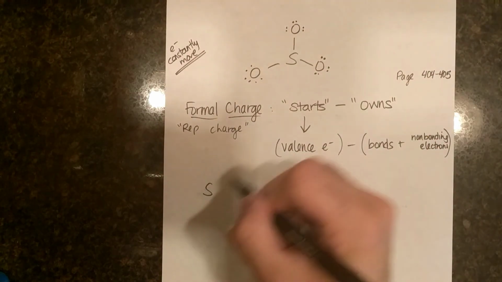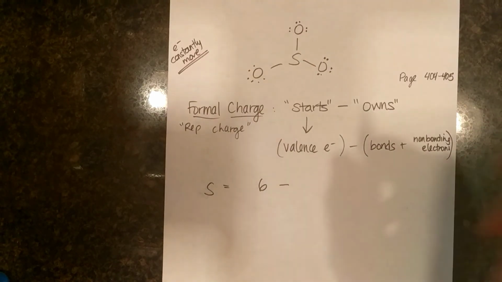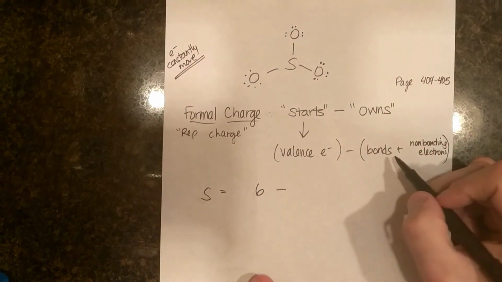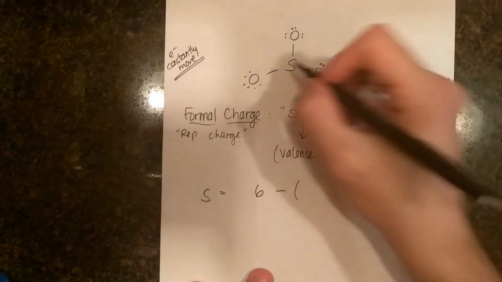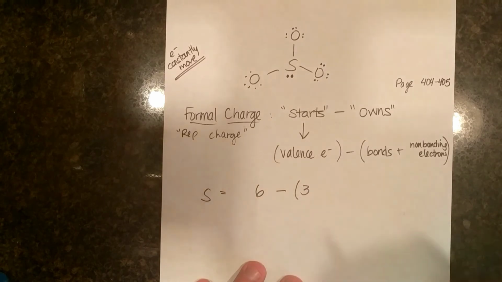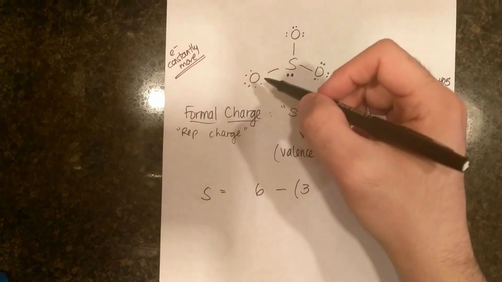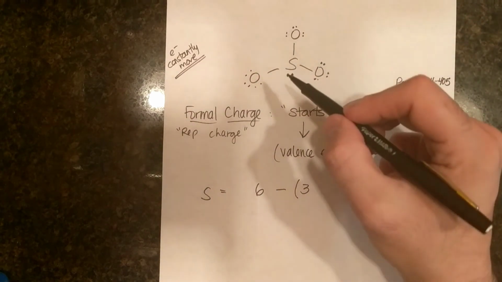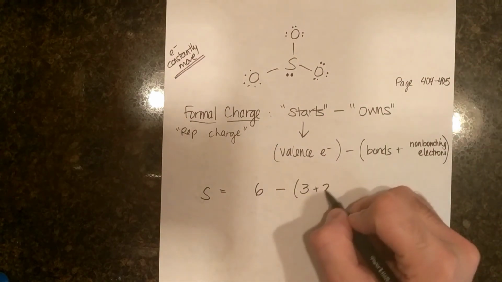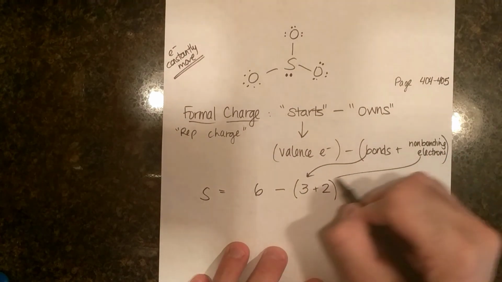So for sulfur, right? This sulfur has 6 valence electrons. That's what it starts with. Now, with owns, it has... oh, sorry, there's a lone pair here. With owns, it has 3 bonds. Okay? There are 3 bonds: 1, 2, 3. And it has 1, 2 non-bonding electrons. Right? So I don't know if you saw how I did that with the counting.